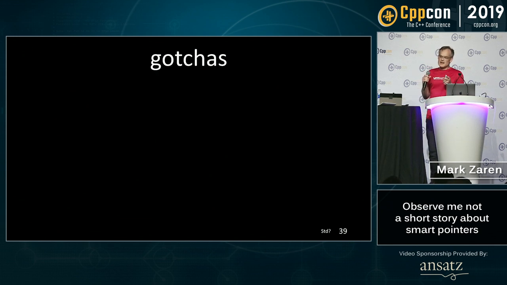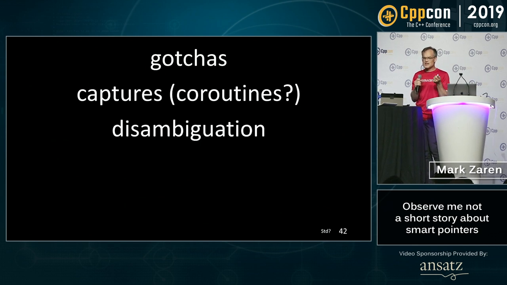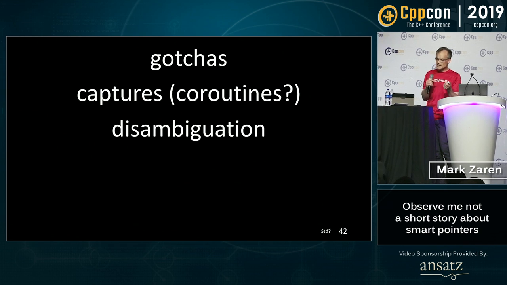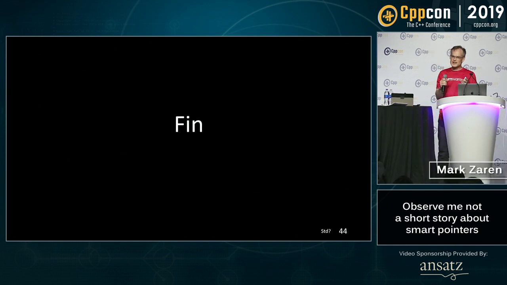Well, okay, there are some gotchas. You know, be careful of captures. I don't know what to do with coroutines. Disambiguation sometimes requires that get, especially in ternary operators, which tend to create temporaries. So to avoid that, you need the get. And that's the end.